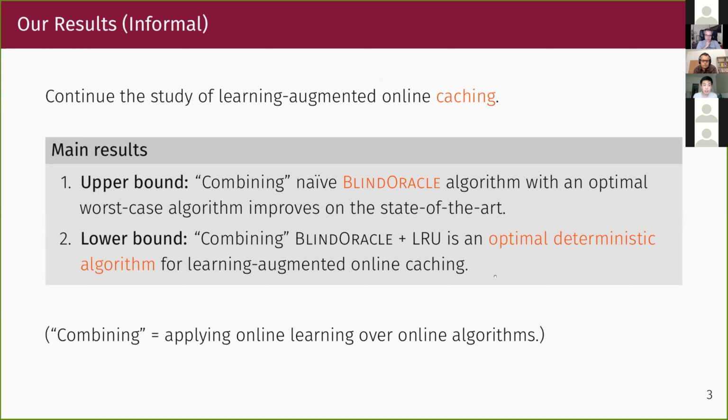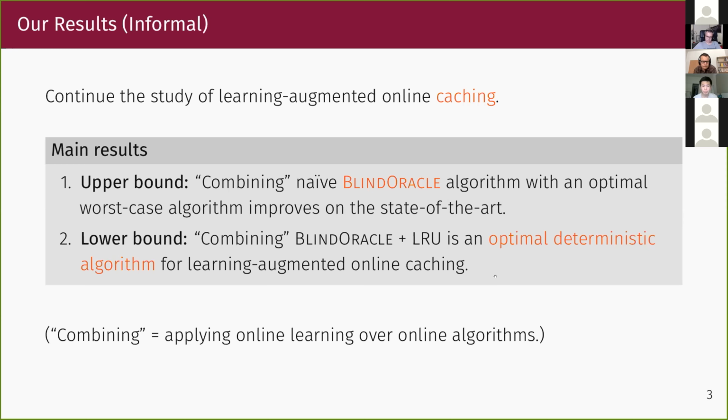In this talk, I continue the study of learning augmented online caching. Towards this, I provide two results, an upper bound and a lower bound. For the upper bound, I show that combining this naive algorithm called blind oracle with some typical worst case algorithm for online caching, such as LRU or marker, actually gives an improvement on the state of the art. Although this improvement is admittedly slight, one contribution of this upper bound is that it's quite a bit simpler than the existing approaches.